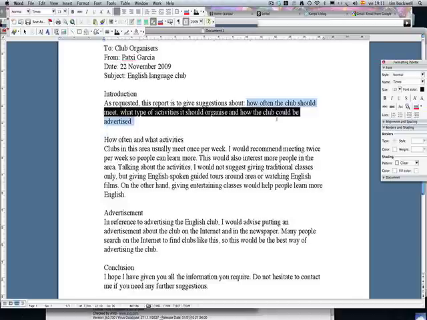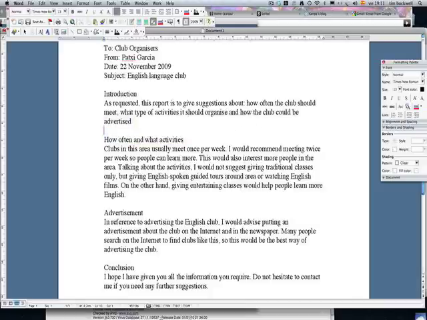It's telling the reader that we're going to talk about how often the club should meet, what type of activities it should organise, and how the club should be advertised. And these are the 3 areas that the report talks about: how often and what activities should be organised, and then later the advertisement, how the club should be advertised. So signpost sentences which you use in other writing types can also be used in a report.